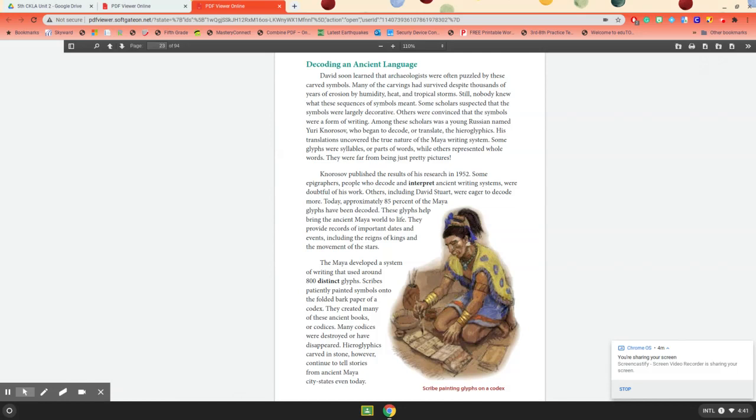Some scholars suspected that the symbols were largely decorative. Others were convinced that the symbols were forms of writing. Among these scholars was a young Russian named Yuri. Yuri Knorozov, who began to decode or translate the hieroglyphics. His translation uncovered the true nature of the Maya writing system.